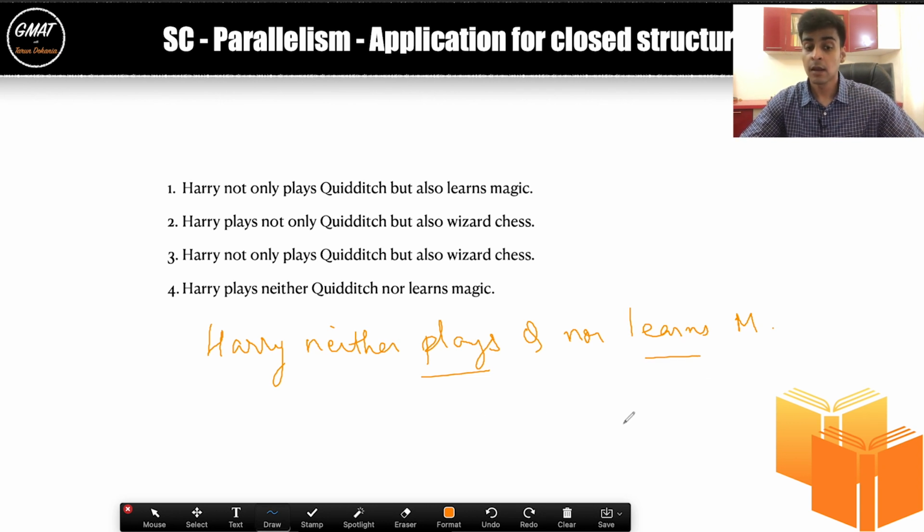Correct. Closed structures should be very easy for you, right? And this is what I would recommend that you start practicing parallel construction with. Create sentences, as many as you can, with as many closed structures as you can, and then look at how they could go wrong.